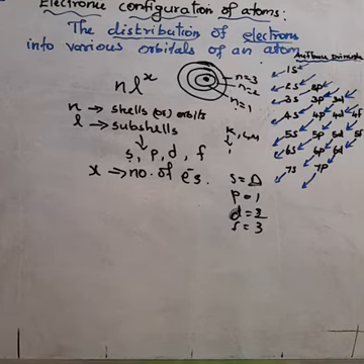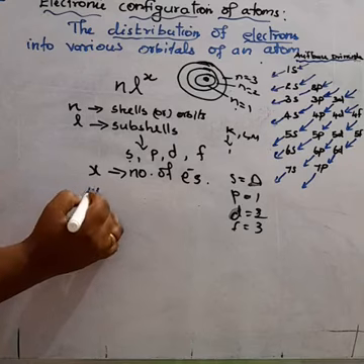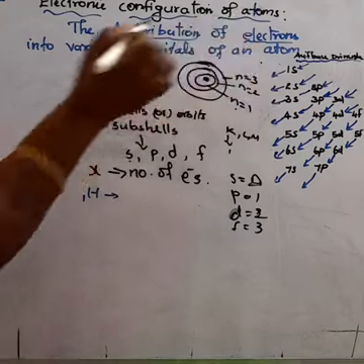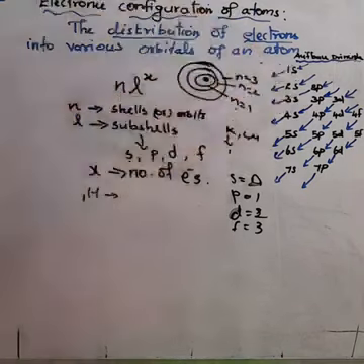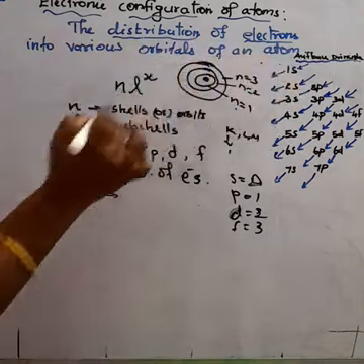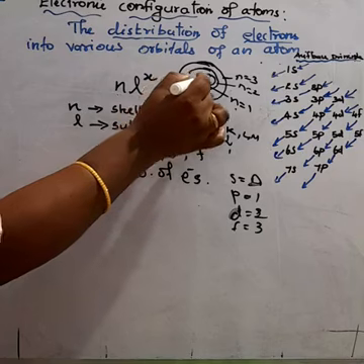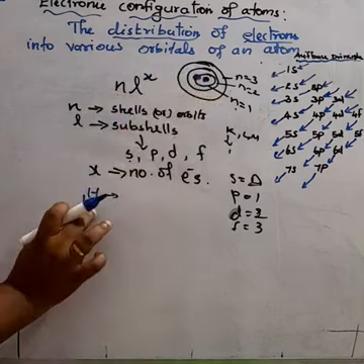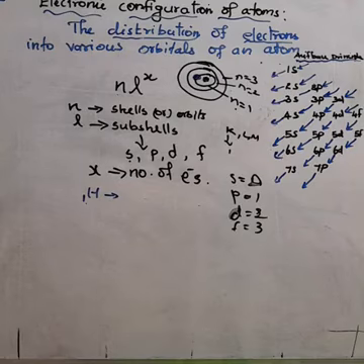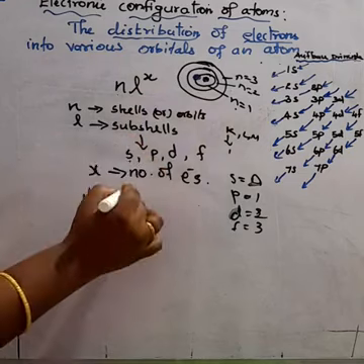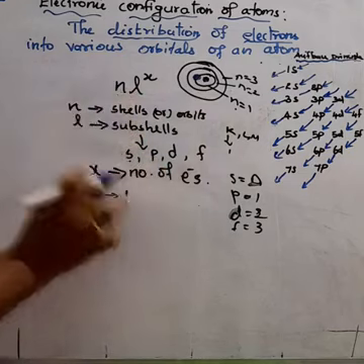Let us consider the hydrogen atom, which has only one electron. It occupies the lowest energy orbital. According to the Aufbau principle, how will you write the electronic configuration using this formula? Hydrogen atom, atomic number 1. This is the nucleus, and the first shell has only one electron. The n value is equal to 1 here, so for n we can write 1.